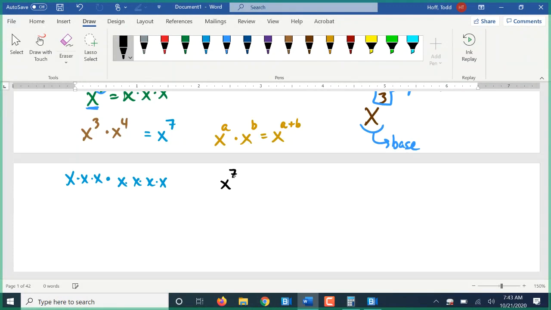So if I have x to the seventh times x to the 12th, they have the same base, so I can combine the exponents, the powers. It becomes x to the power of 7 plus 12 is 19. Or I might have y to the 15th times y to the 23rd. Again, they have the same base of y, so we keep the same base. We combine the powers. Y to the 15th times y to the 23rd, 15 plus 23 is 38. So that's y to the 38.